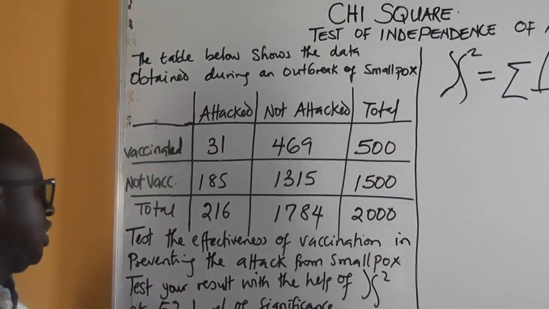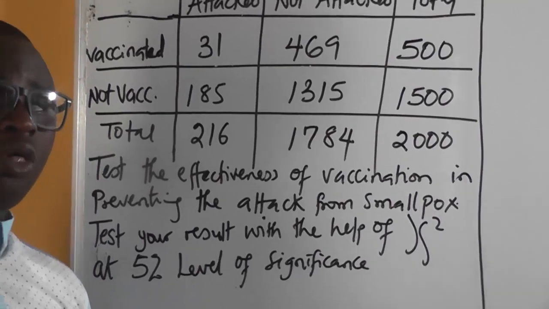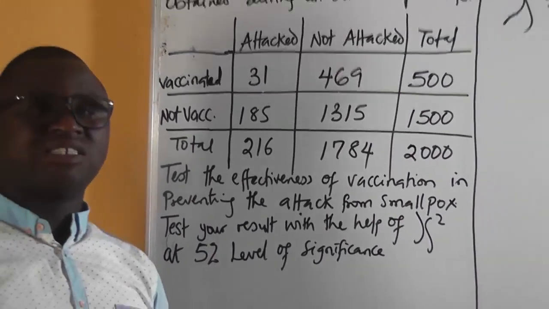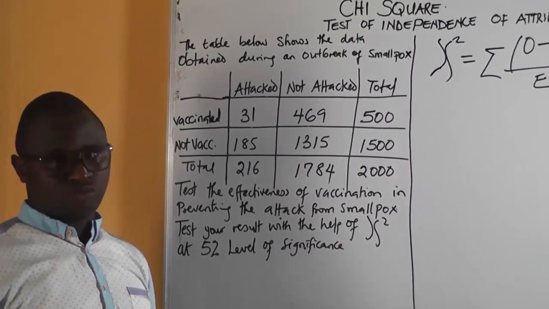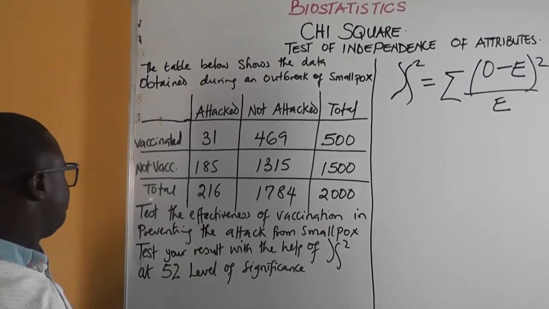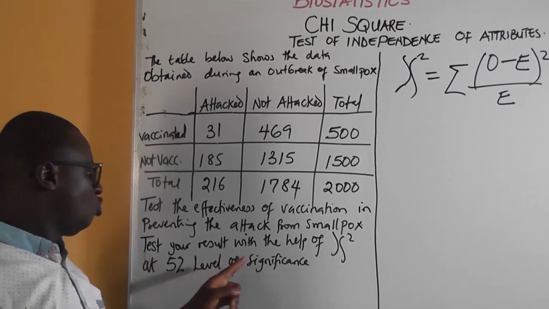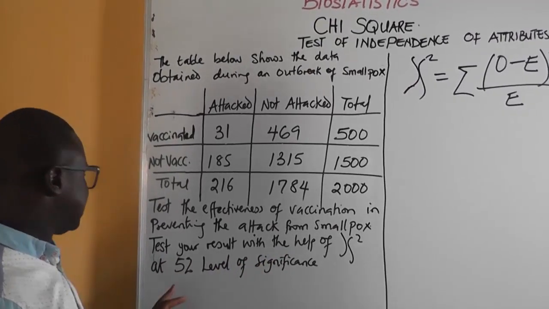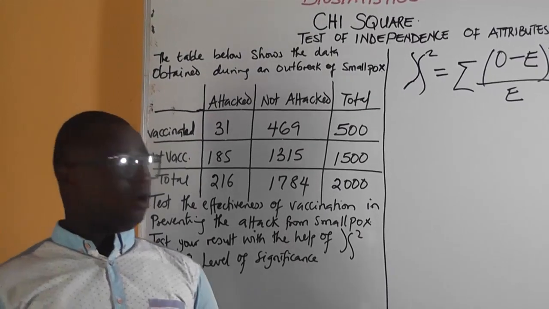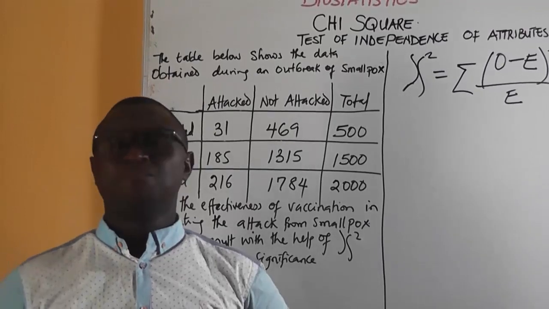Now, what is the question telling us? That we should test the effectiveness of vaccination. So we want to know if actually vaccination had any significant influence on the attack of smallpox. So test the effectiveness of vaccination in preventing the attack from smallpox. Then test your results with the help of chi-square at 5% level of significance. That is the question.